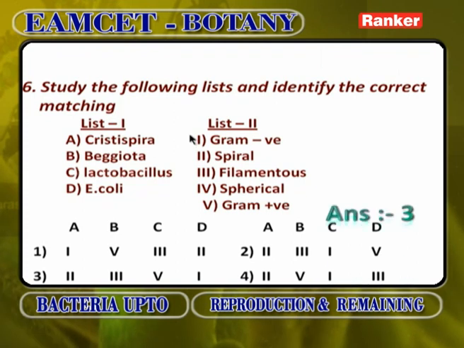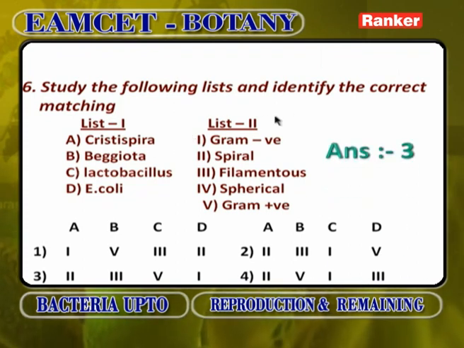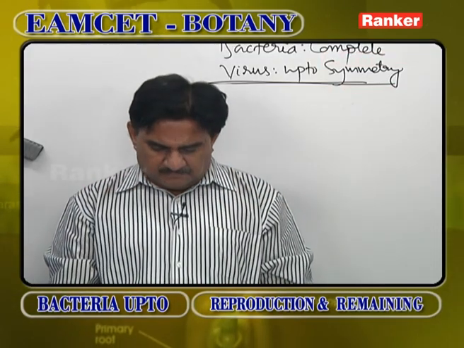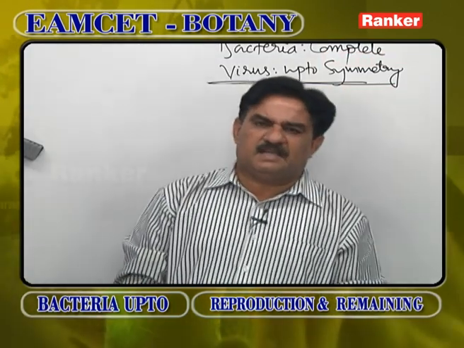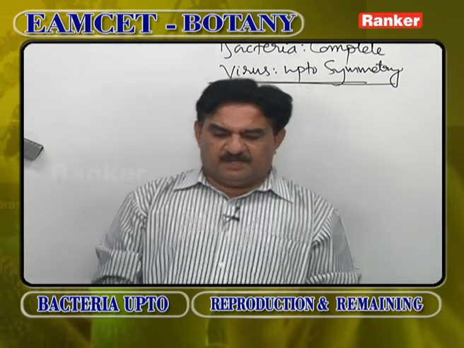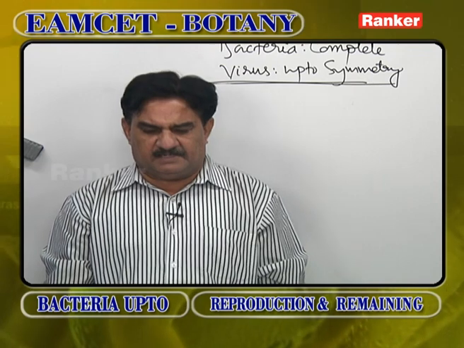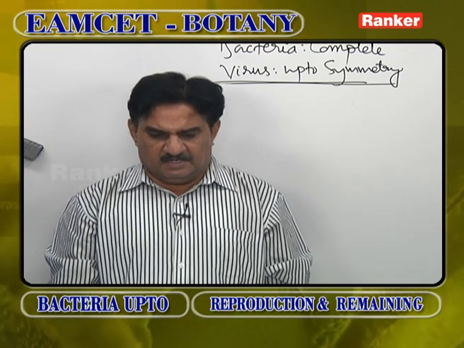Now, this is a matching column. Study the following list and identify the correct matching. Cristispira, Beggiatoa, Lactobacillus, Escherichia coli; gram negative, spiral, filamentous, spherical, gram positive. Cristispira is spiral. Cristispira and Spirochaeta are spiral chain-like bacteria. Beggiatoa is filamentous. Beggiatoa is a long filamentous special bacterium. It appears like threads or filaments.